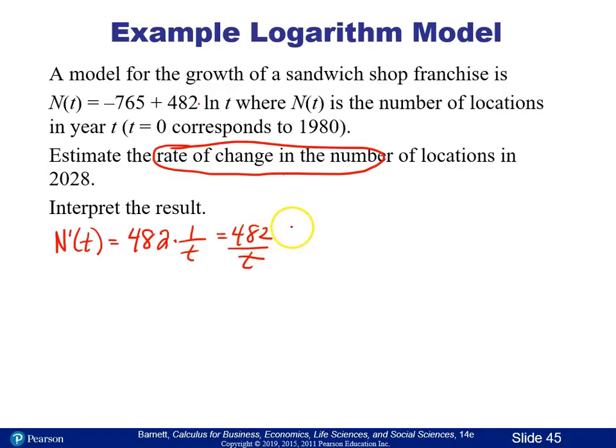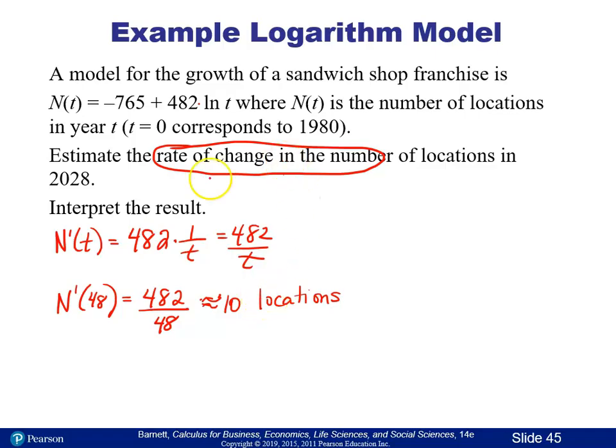And we want to evaluate that when, again, t is 48, because that's how many years we'll have elapsed. So we're going to get approximately 10 locations. So what that's telling us is in the year 2028, the number of locations is growing at a rate of about 10 locations per year. 10 new locations per year is what that value is telling us.